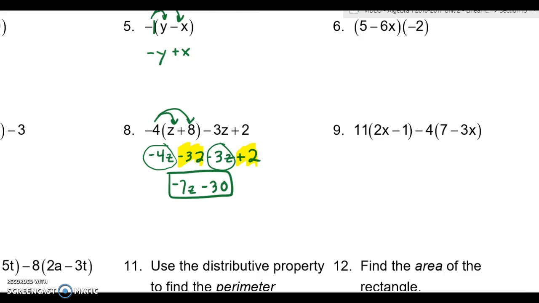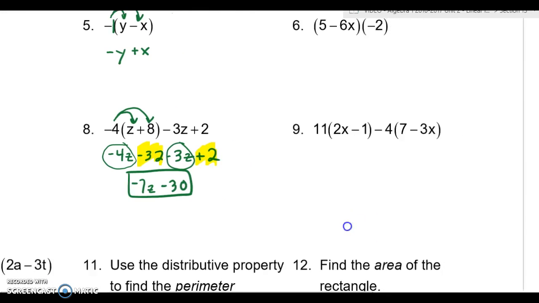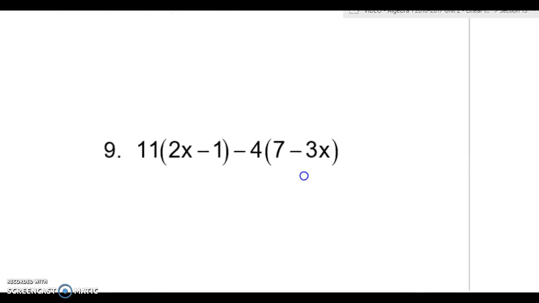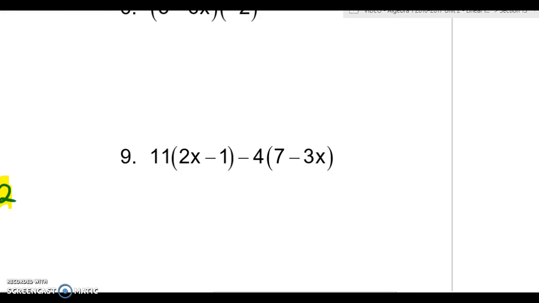Let's look at number 9, where we're going to have to distribute twice. Doesn't change what we're going to do, though. We're still going to take our numbers in front of the parentheses, distribute through. We just have to do it twice. So I take 11 times 2, I get 22x. And 11 times negative 1 is negative 11.